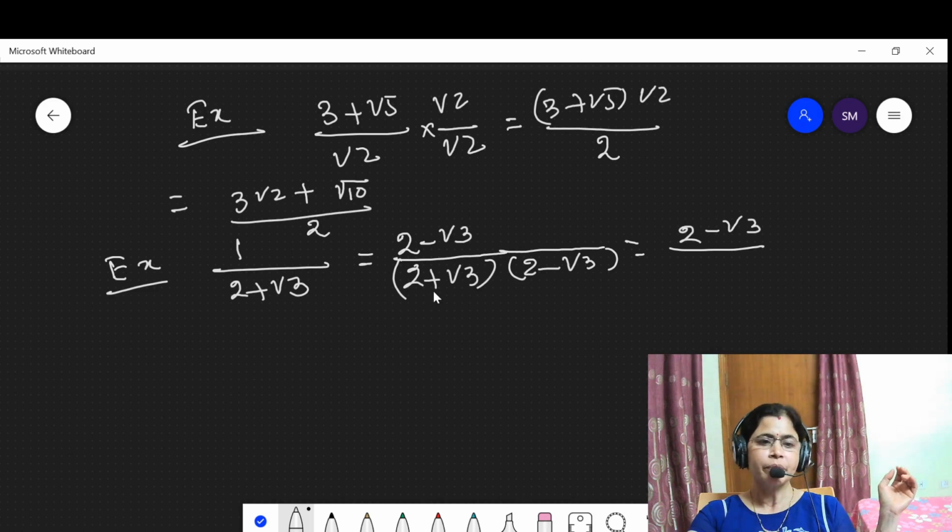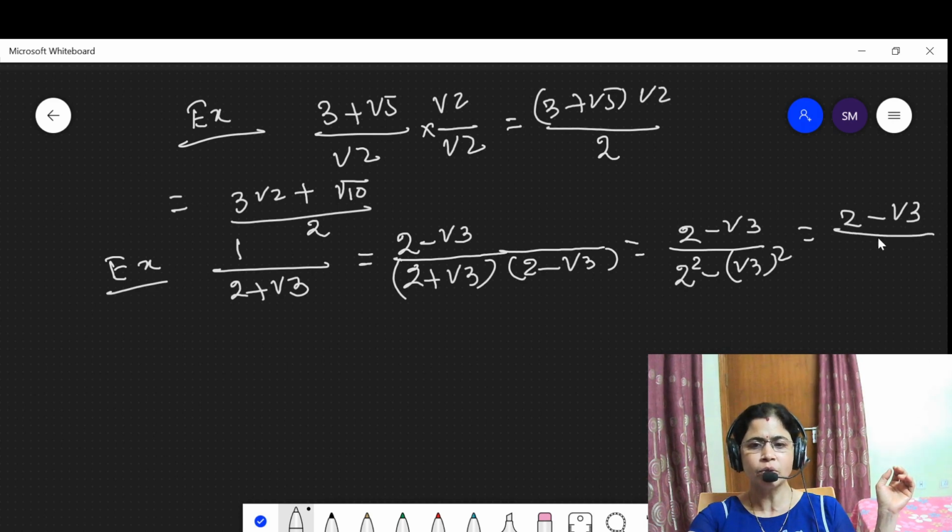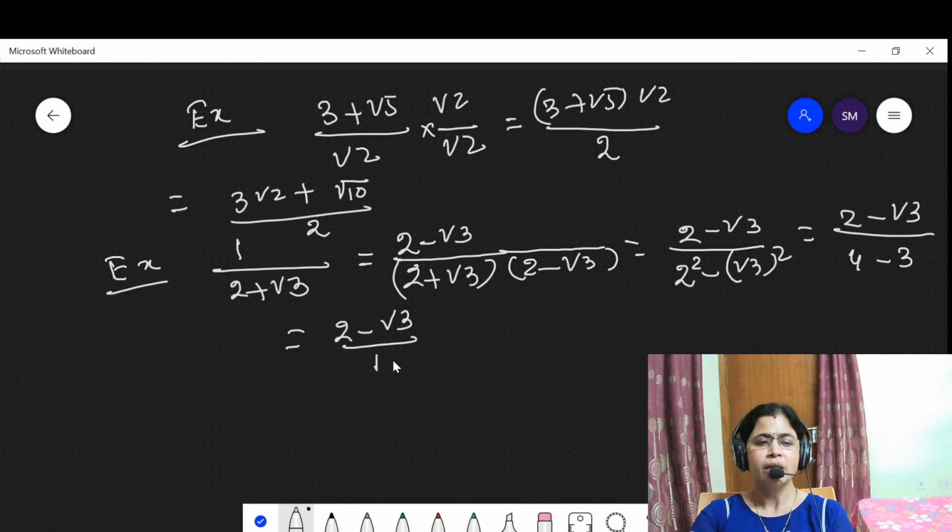Look here. The denominator is in the form (a plus b) into (a minus b), which is a square minus b square. Then here a square is 2 square, 4, and root 3 square is 3. The numerator is 2 minus root 3, upon 4 minus 3. Then you get the answer (2 minus root 3) upon 1. Then here you have rationalized the denominator.